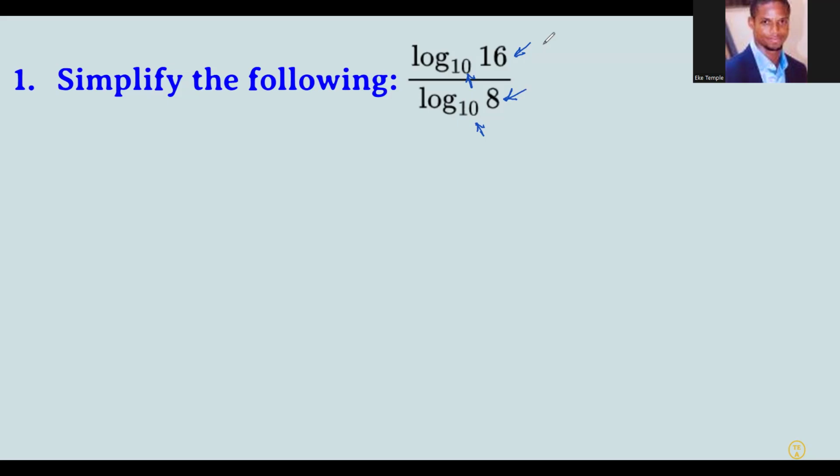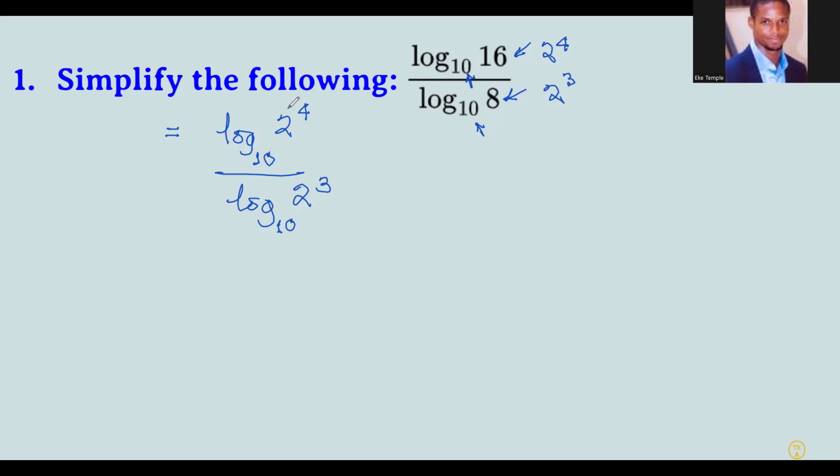Of course, 16 is 2 to the power 4, 2 multiplying itself 4 different times. And 8 is actually 2 to the power 3. So we can rewrite this already. Problem solving begins with rewriting: log base 10 of 16, which is 2 to the power 4, divided by log to base 10 of 8, which is 2 to the power 3. Beautiful. Now, inspect that.